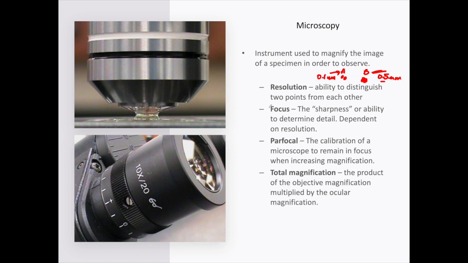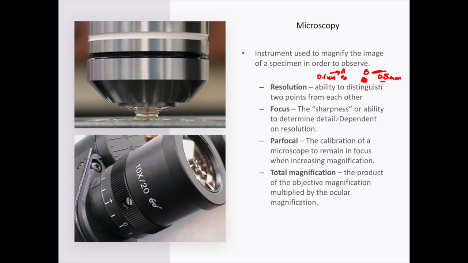Focus is oftentimes used interchangeably with the term resolution, and that is simply how sharp, what's the quality of the image that I'm seeing. You can think of focus with a camera. If we focus with a camera lens, we want to get it nice and crisp and clear. We want to see every single little detail in the photograph. So focus is really about the sharpness or determination of detail.